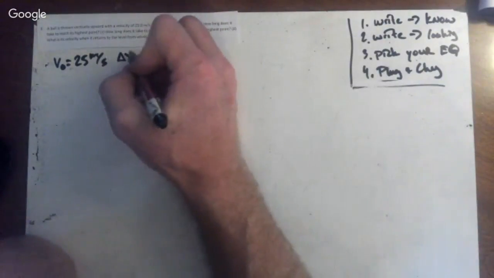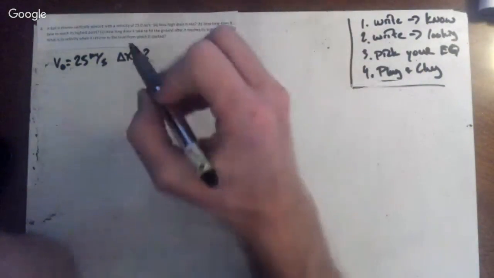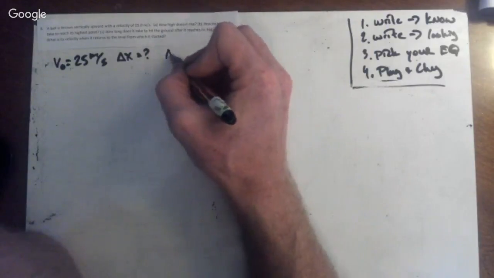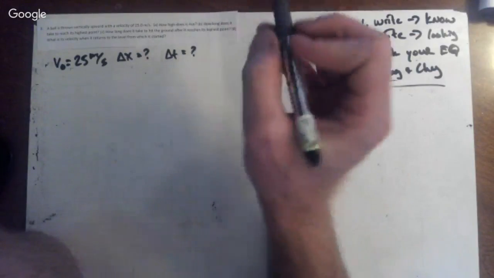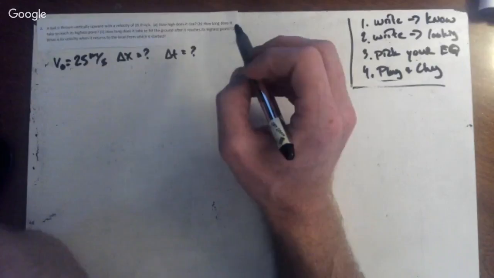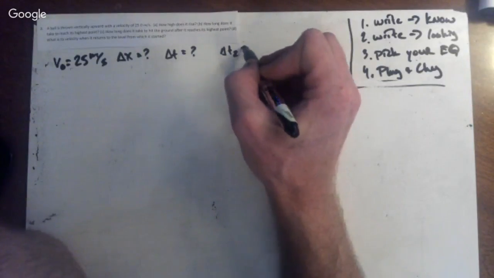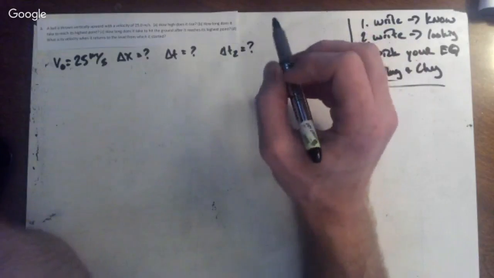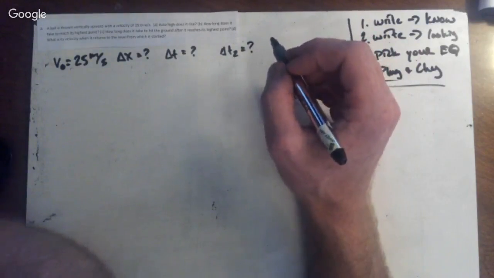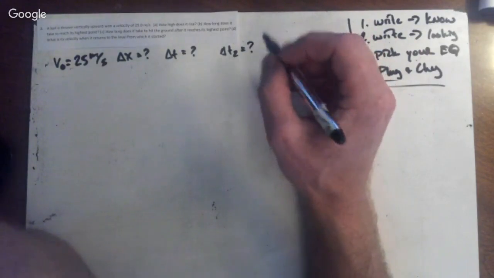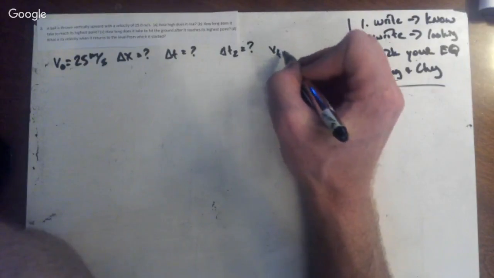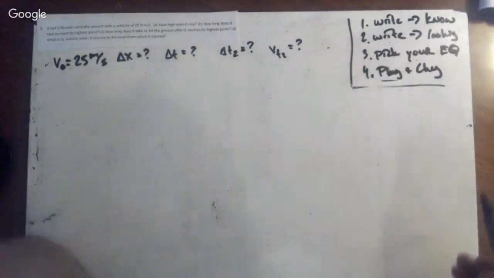We're looking for delta x. How long does it take to reach its highest point? Delta t. How long does it take to hit the ground after it reaches its highest point? So let's say delta t2. And what velocity is it when it returns from whence it started? So let's say vf2.